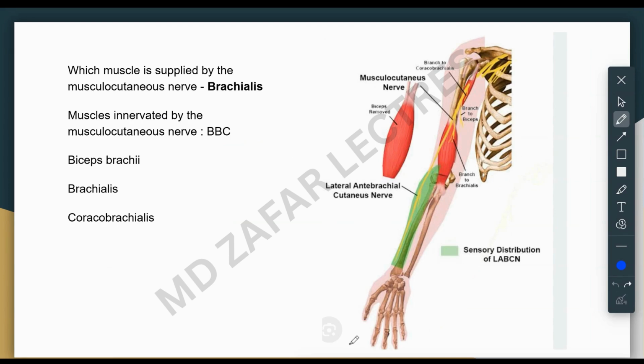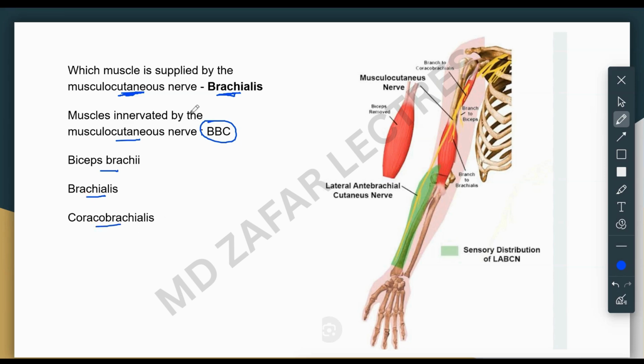So next up, which muscle is supplied by the musculocutaneous nerve? There will be different options, so you will be choosing brachialis. The mnemonic for the musculocutaneous nerve is BBC. We have the biceps, which is over here. Then we have the brachialis and then we have the coracobrachialis. So BBC is the mnemonic.